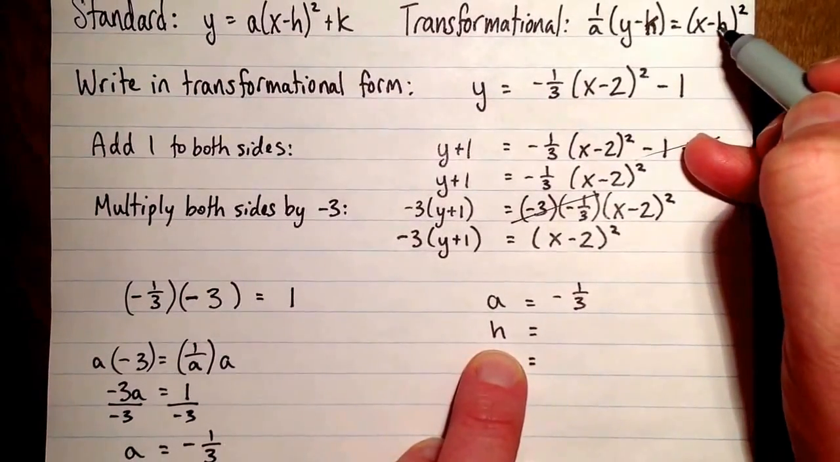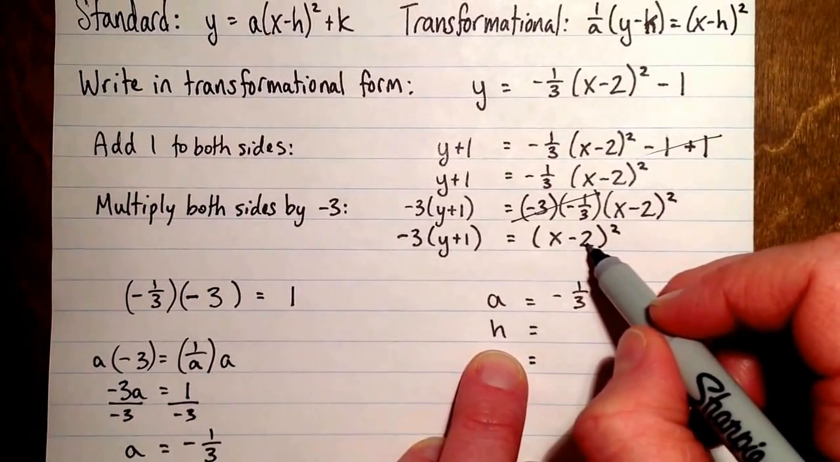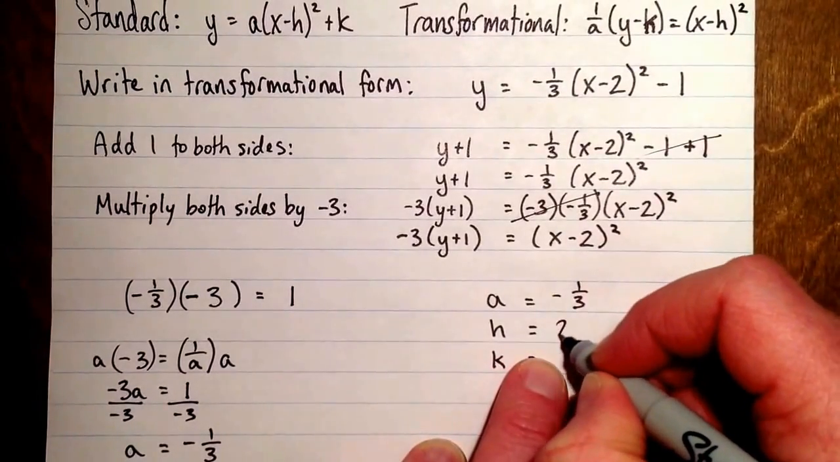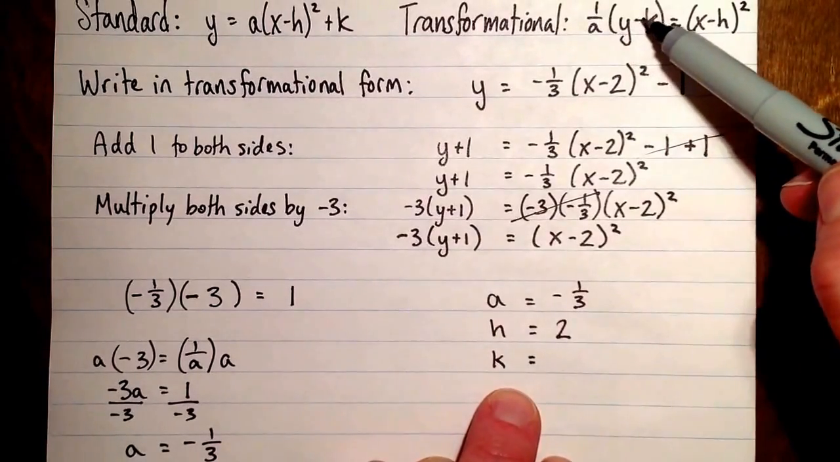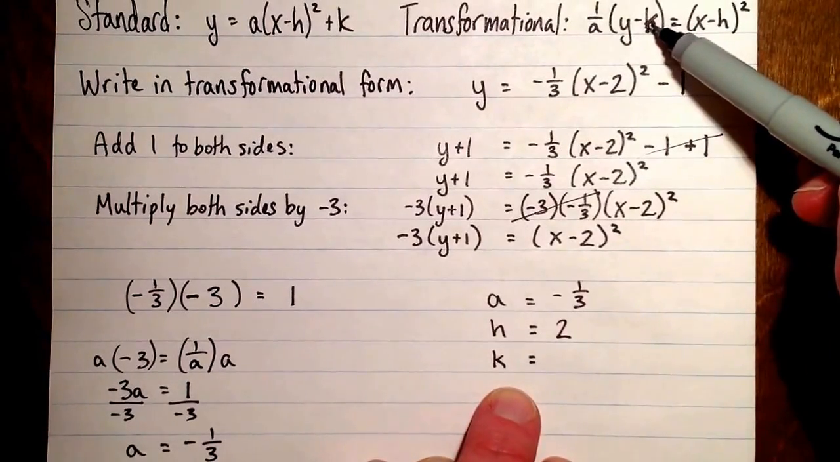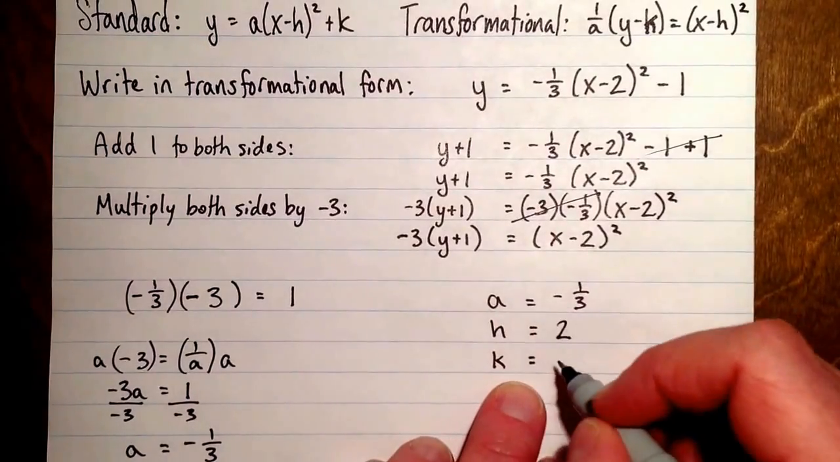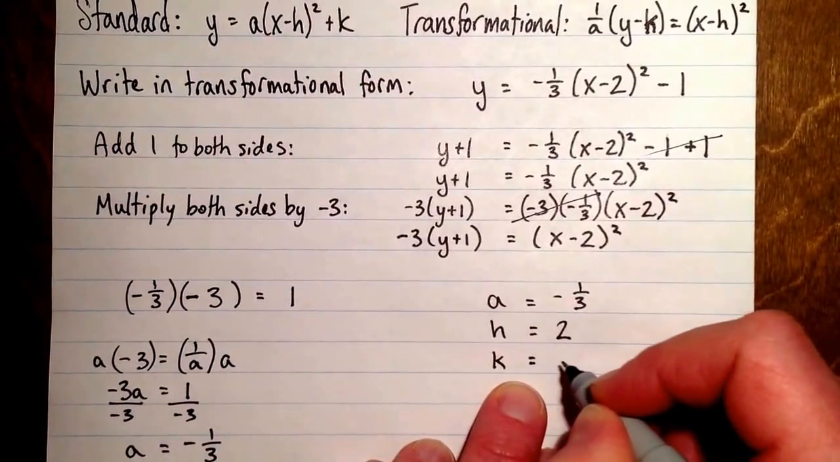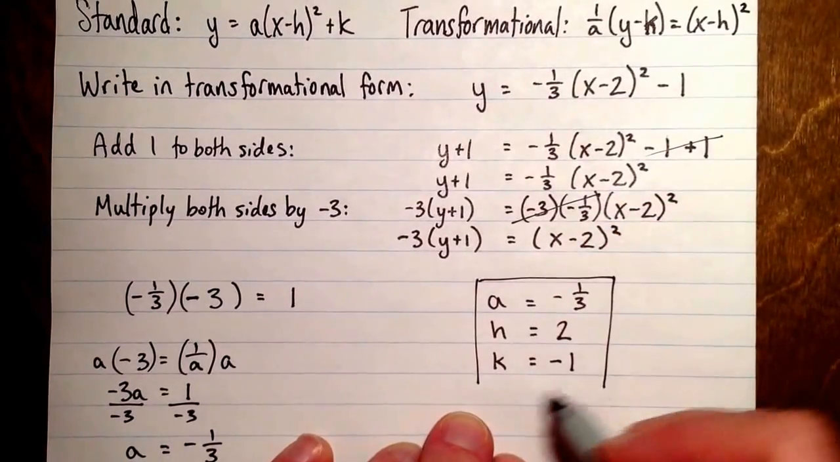h is this number here, x minus something. Here we've got x minus 2, so that's an easy one. h is just 2. And for k, it's y minus something. Here we've got y plus 1, so that's the same as y subtract negative 1. So those are the values for h and k.